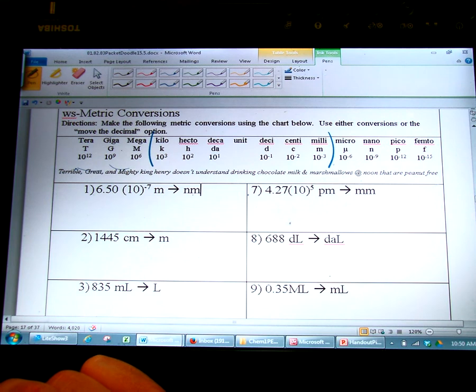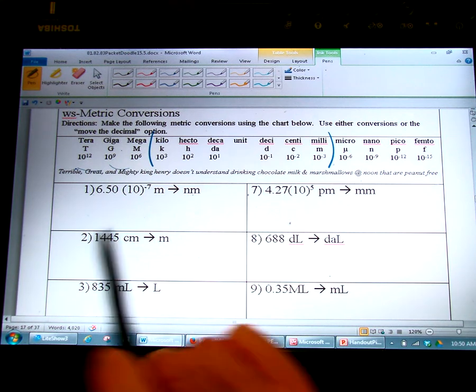Okay, so let's see how we're going to convert from one unit to another. There are actually 3 different ways you could do this. I'm going to show you all 3 methods, and I would advise you to pick one method that you like the best and stick to that method. All right, the first method we're going to look at is the move the decimal over method.